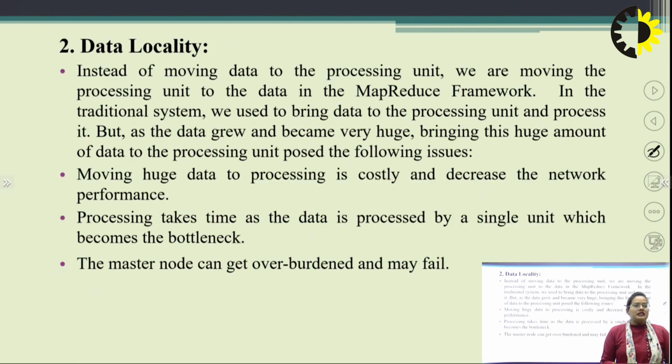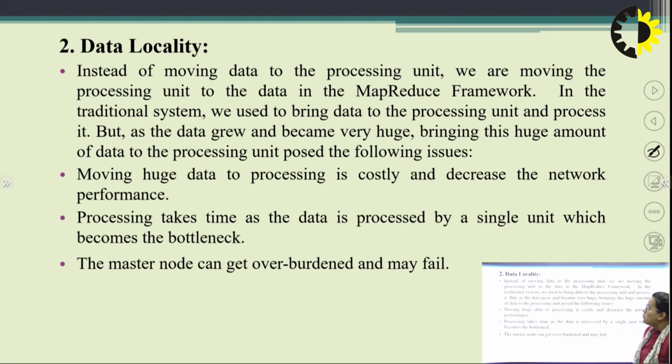Data locality. Instead of moving data to the processing unit, we are moving the processing unit to the data in the MapReduce framework. In the traditional system, we used to bring data to the processing unit and process it. But as the data grows and becomes very huge, bringing this huge amount of data to the processing unit poses the following issues.